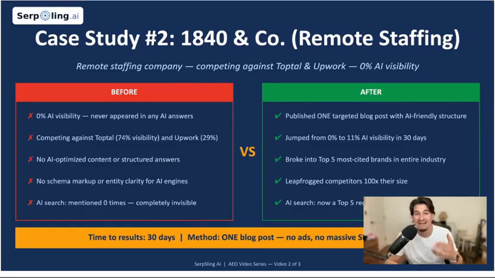All right, so the time from when they were 0 to the increase was 30 days. Okay, and all they did was 1 blog post, no ads, no massive SEO overhaul, just a simple AI friendly structured blog post. Okay, so it can truly happen this quick, and you can be the ones helping these type of businesses.